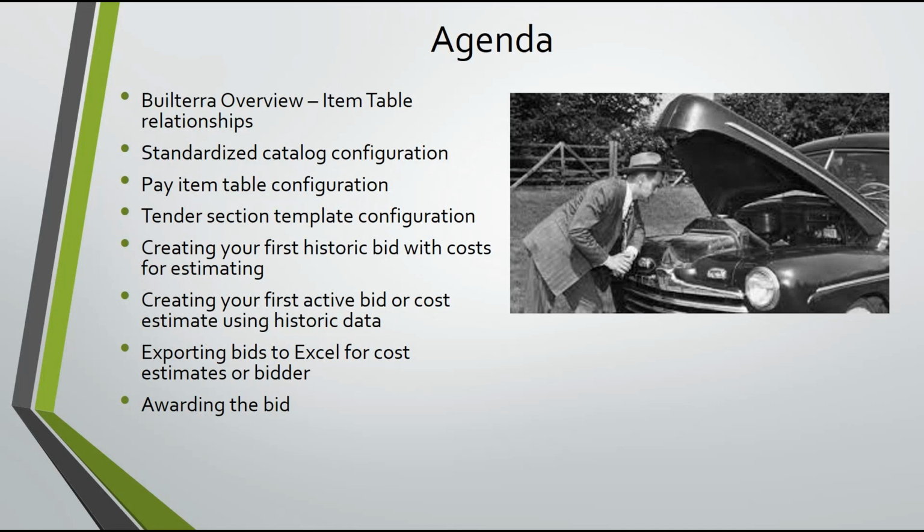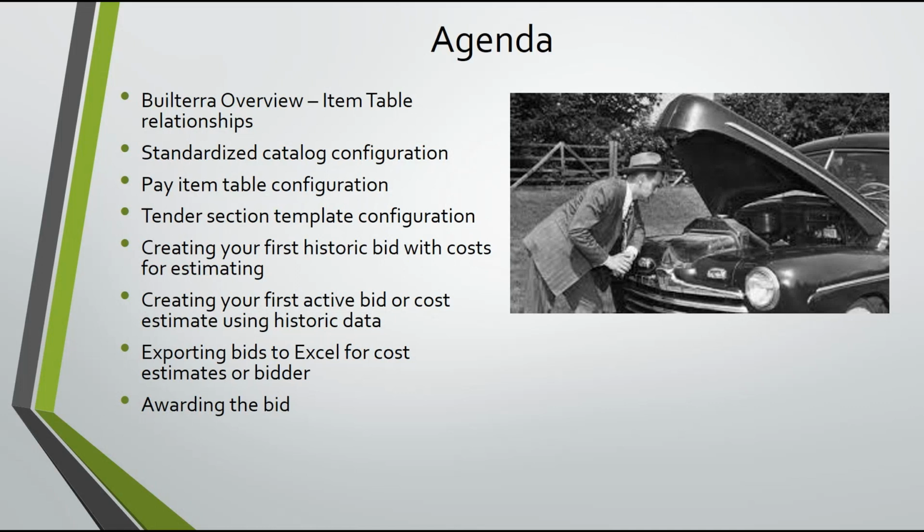Okay, so let's go ahead and start the agenda. The very first thing we'll look at is the table relationships of Builterra. This is something that we had to develop to be able to handle any project type for any type of city or private subdivision or site plan. And the way we did it was to accommodate for all of those changes in how a project is bidded out. The standardized catalog, we'll take a look at that and how the fixed catalog items are set up.